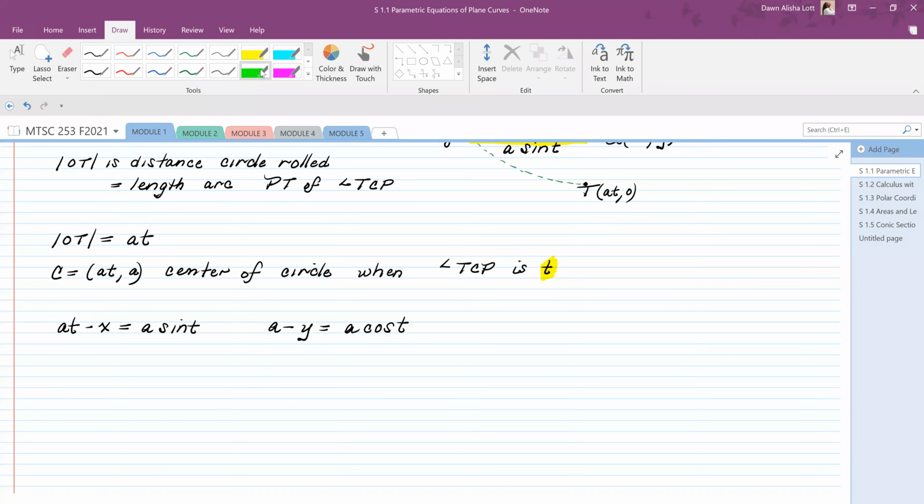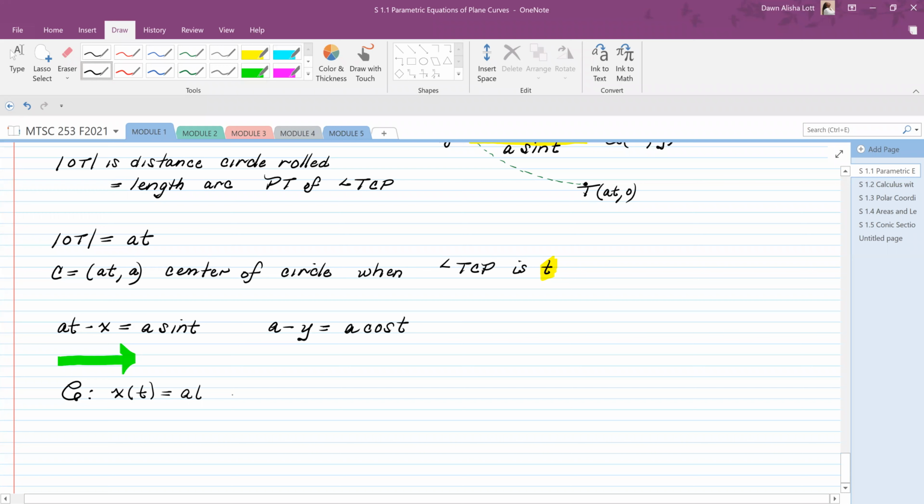So now all of that together gives me the curve. x of t is A times t minus A sine t, which most people write as A times (t minus sine t). And then y of t is A minus A cosine t, which most people write as A times (1 minus cosine t).